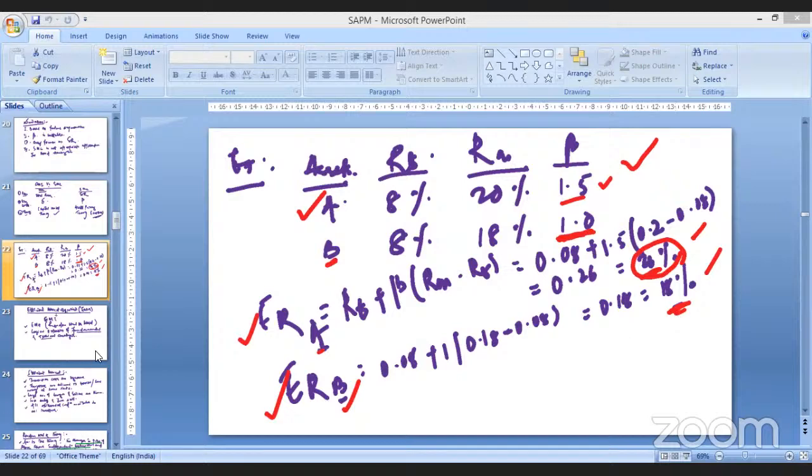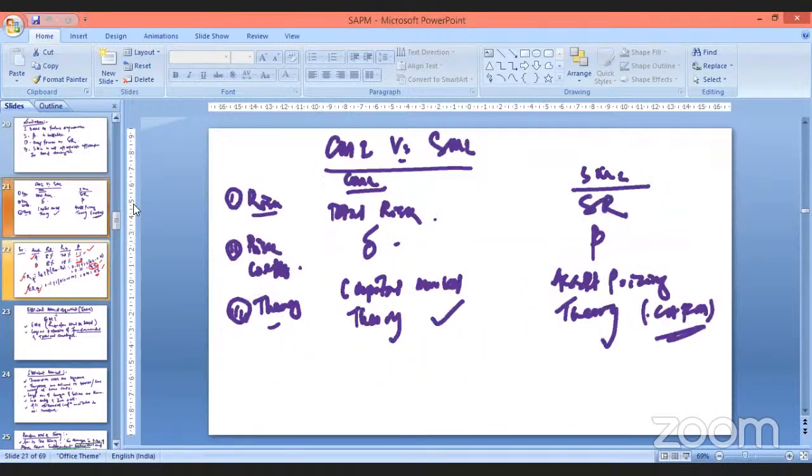Did you understand? Sometimes in your exam you can get a 5 marks question or 8 marks question, like distinction between CML and SML. This is very simple. If you write the distinction on just these 3 points, risk, coefficient, theory, you will get 5 marks.